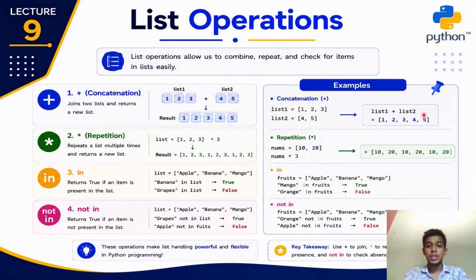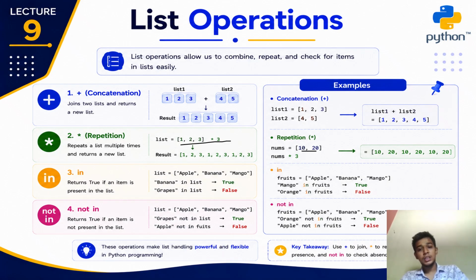Now the second operation is repetition, which uses the asterisk operator. It repeats the elements of a list multiple times. Like here you can see the example nums is equal to 10, 20 and nums times 3. So it will give you this list written 3 times in a single list. Here you can see we have multiplied this list by 3. Sorry, the entire list is repeated 3 times.